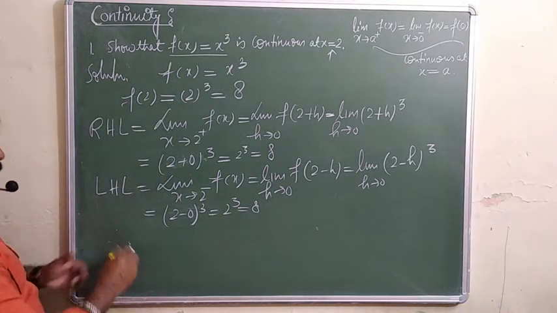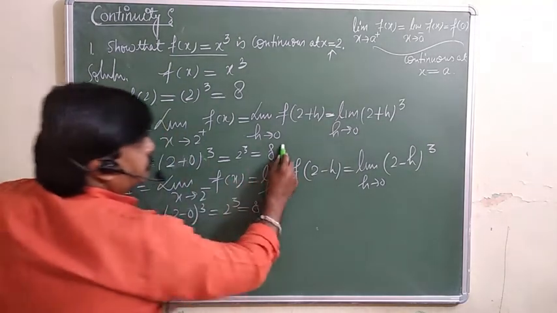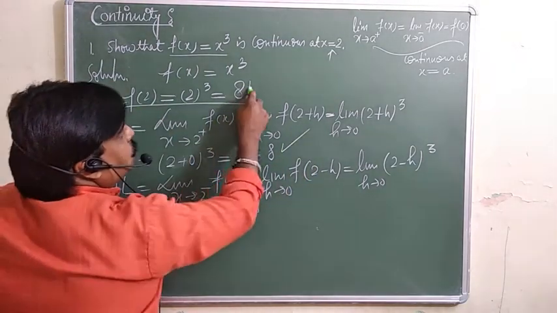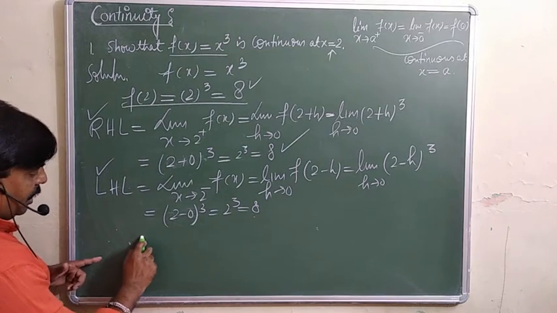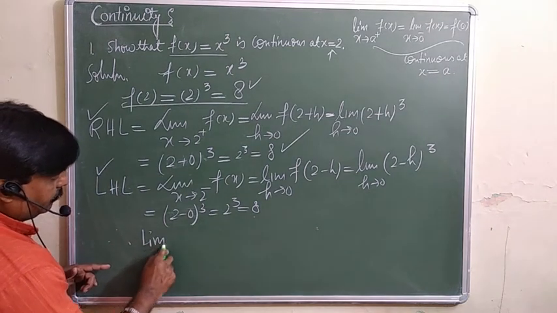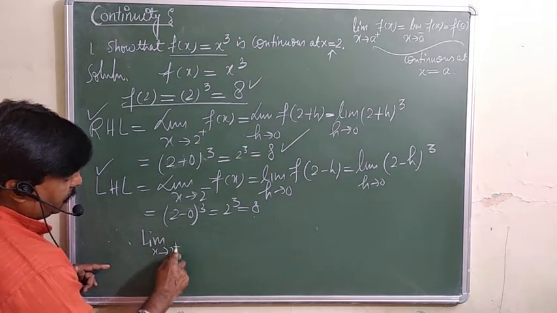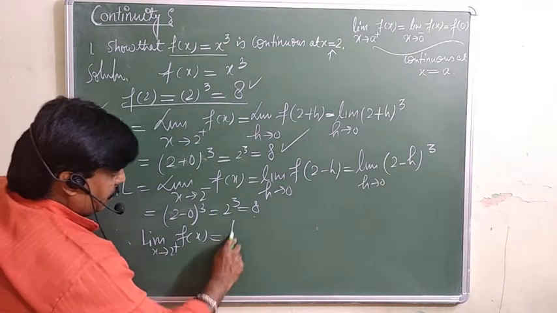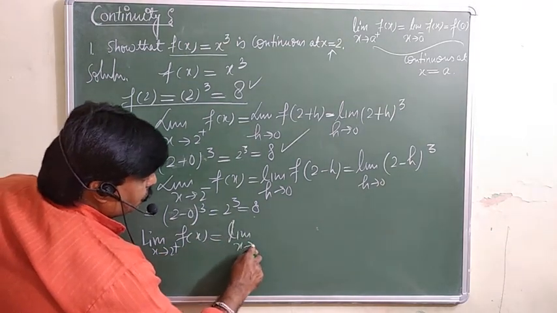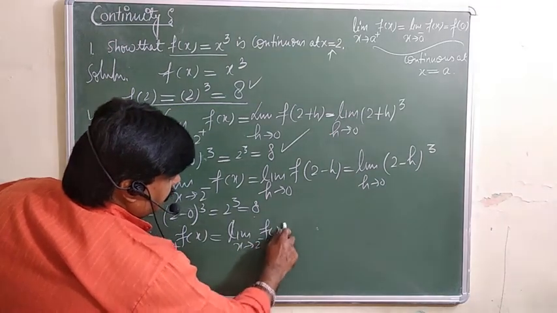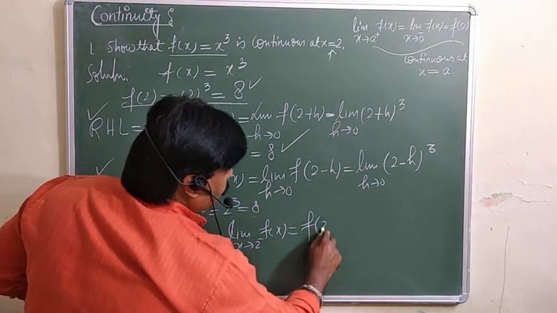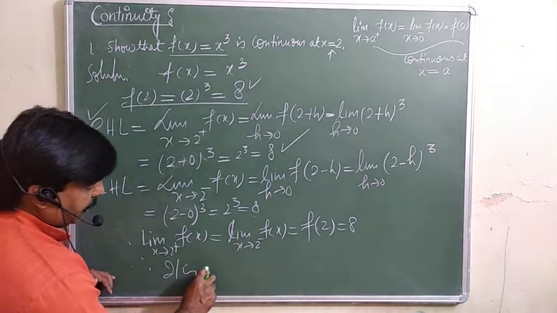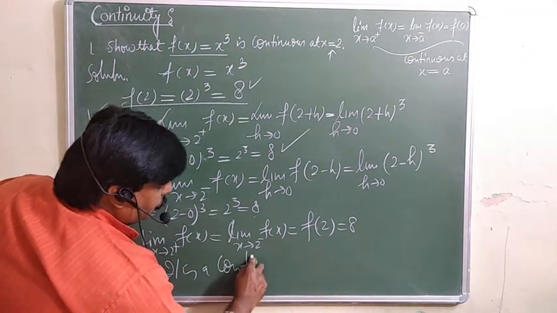So finally, the right hand limit and the left hand limit are equal, and the value of the function is also equal. That means the limit as x tends to 2 plus of f(x) is equal to the limit as x tends to 2 minus of f(x), which is equal to the value at that point, 8. Therefore it is a continuous function.